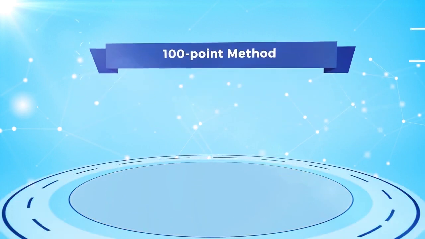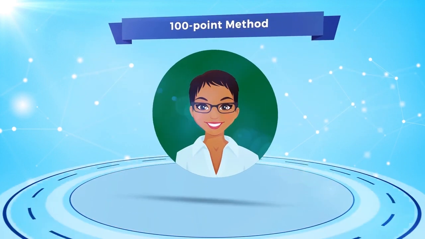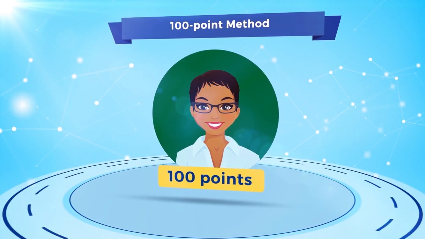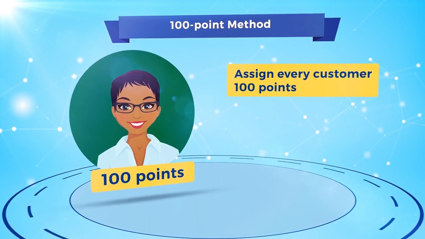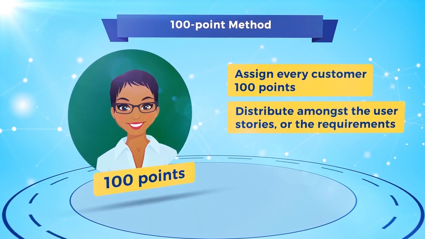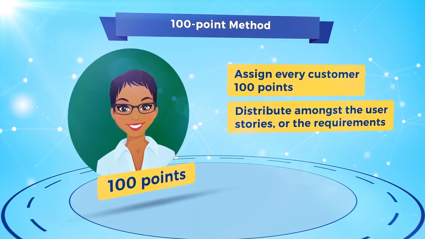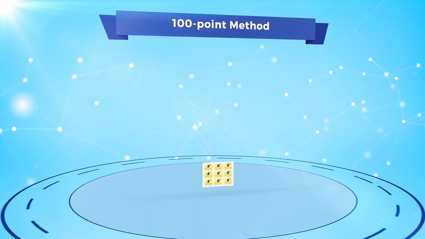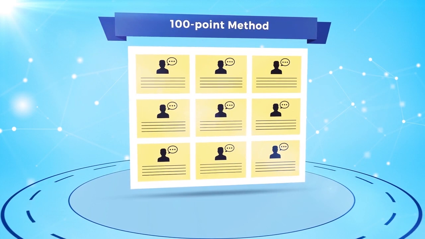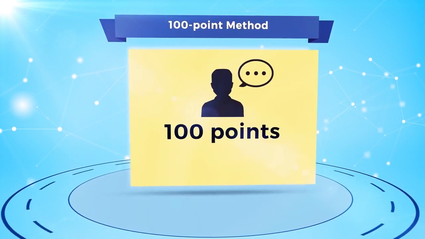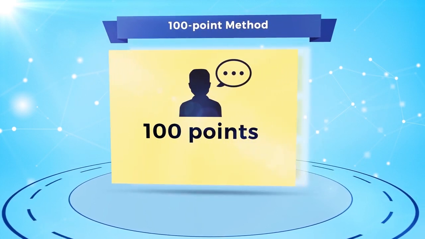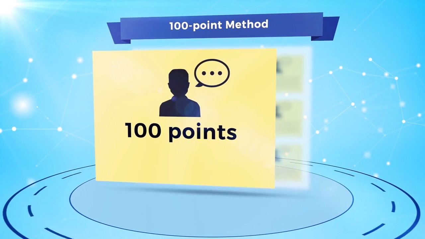One way to prioritize in terms of the customer's perspective is the 100-point method, which assigns every customer 100 points that they can then distribute amongst the user stories or the requirements for a project. So let's say we give one of our stakeholders 100 points and we say, assign these to the user stories according to which ones are most important to you.